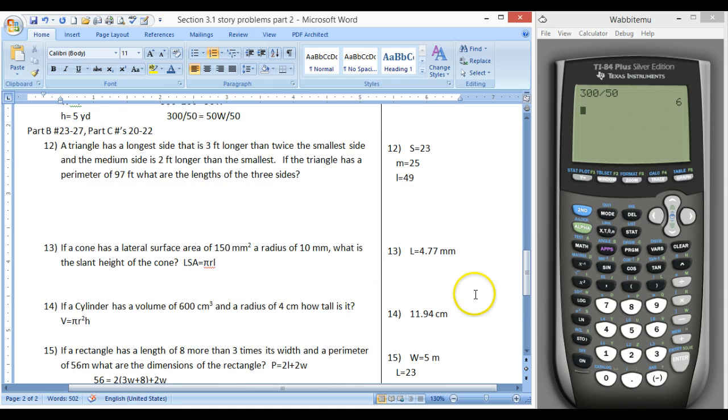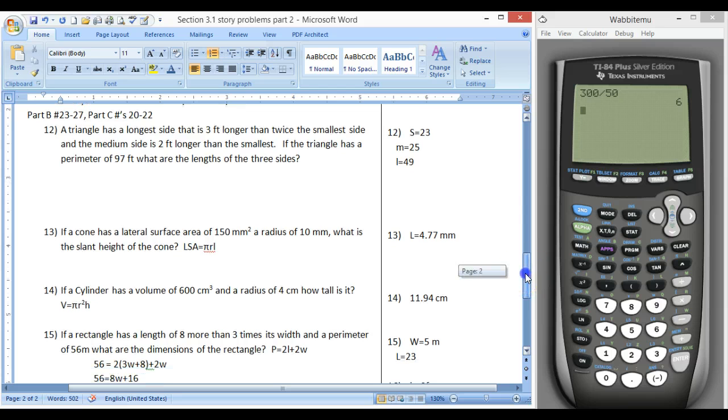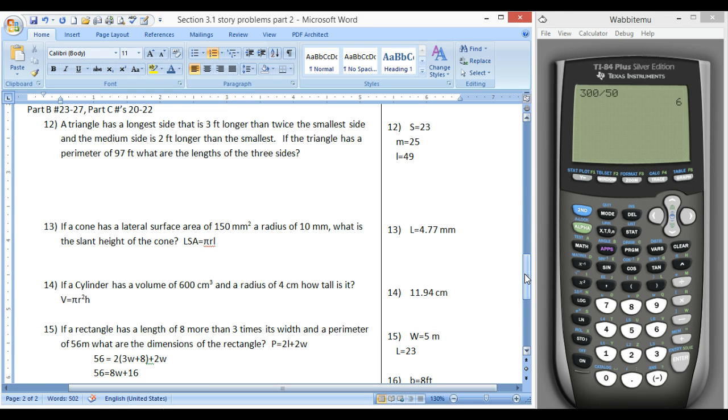We're going to start working with story problems. A triangle has a longest side that is 3 feet longer than twice the smallest side, and the medium side is 2 feet longer than the smallest. Notice how everything is referring to the smallest side? That's probably a key point here. Let's go back and reread that. A triangle has a longest side that is 3 feet longer than twice the smallest side. And the medium side is 2 feet longer than the smallest side. So everything's referring to this smallest side.